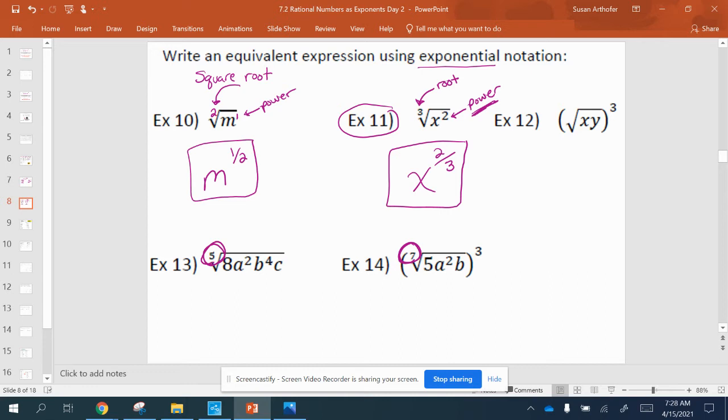Power over root. Number 12 is similar. It doesn't show what number is in the root, and you know that it's a square root because you've been doing that since you were a little kid. But now you have to fill in the 2. When you have two items like x and y, you have to put those in parentheses because both items are in the square root. So this is the root. This is the power, third power. So this is going to be to the 3/2, power over root. When you have more than one item, you have to put it in parentheses.